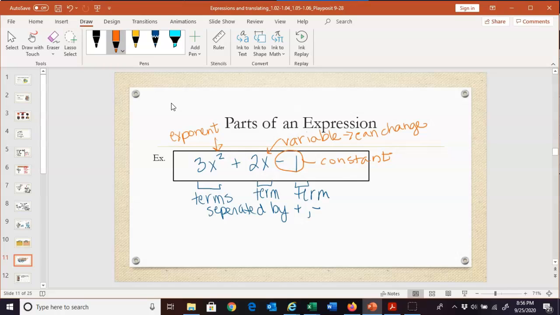I mean, unless we do something to it, but like this second term here has the x. So if you put in a 1, then it's 2. If you put in a 2, then 2 times 2 is 4. See how this term can change depending on the variable. So these are some examples of parts of expressions and some words that we're going to use to describe expressions: exponent, variable, constant, and terms.